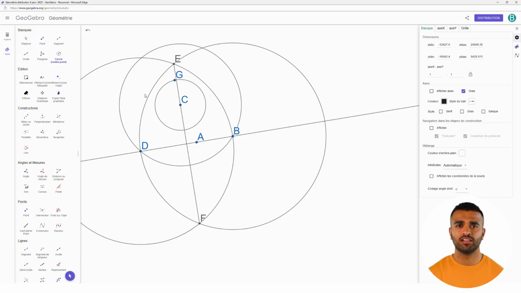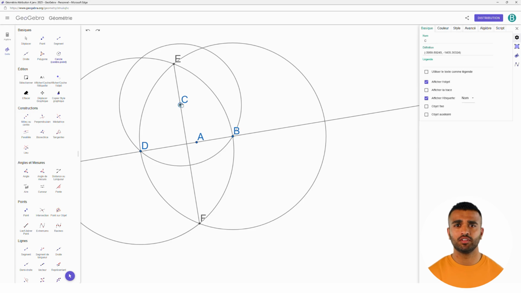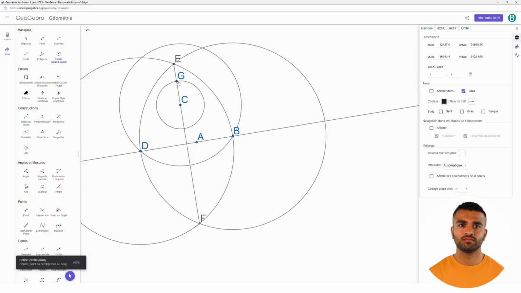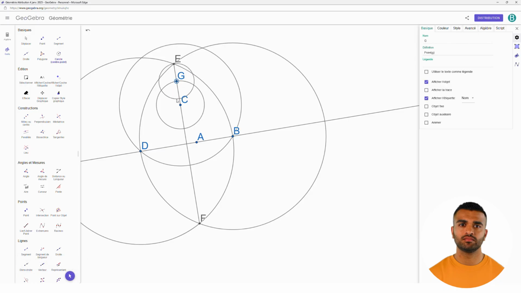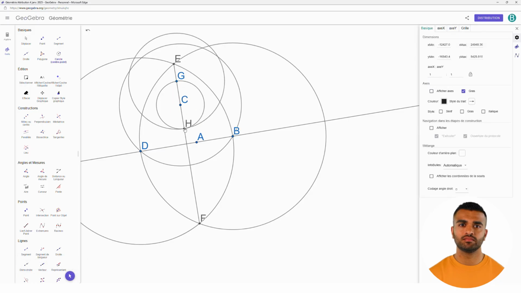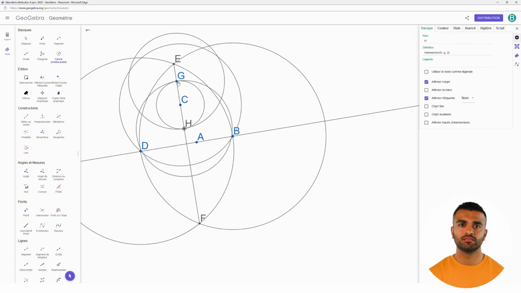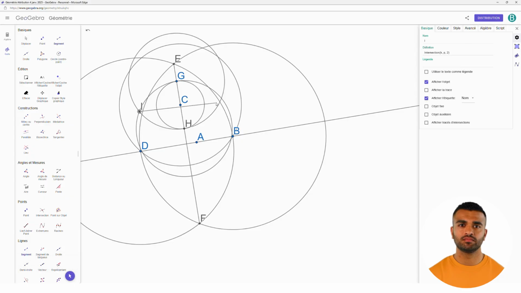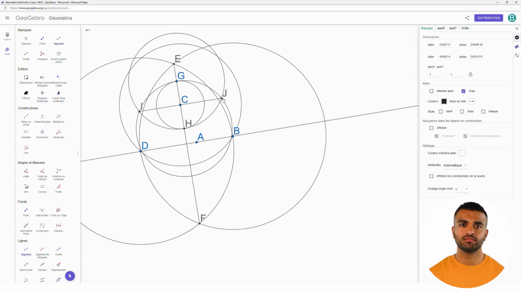Draw another circle of random radius CG to obtain 2 new points on the perpendicular to AB that passes through C. And here is the line parallel to AB passing through C, the line IJ.